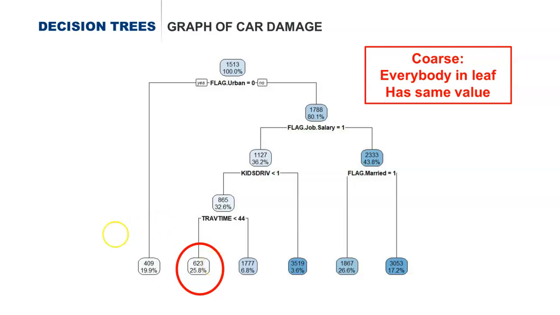The problem here is that it does not differentiate on anything. For example, if I have a person whose travel time to work is 43 minutes, and I have a person who has a travel time to work of 1 minute, we can all agree that the person who's driving in his car for 43 minutes probably has more risk of damage than the guy who doesn't drive. Well, they're all in the same bucket. They will all get the same score. So it doesn't differentiate. It's not fine, it's coarse. So it's not very granulated.